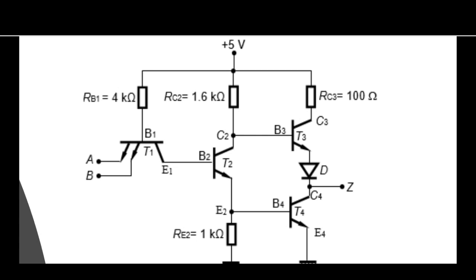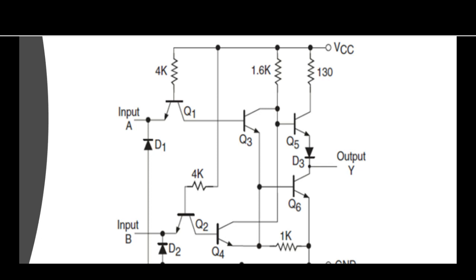Further, TTL NOR gate. In this, as you can see, there are two combinations, transistors Q1, Q3 and transistors Q2, Q4. Both are replicas of each other, and as you can observe through the circuit diagram, the collector of Q3 is connected to the collector of Q4, and the emitter of Q3 is connected to the emitter of Q4. And Q1 and Q2 have the input A and input B.